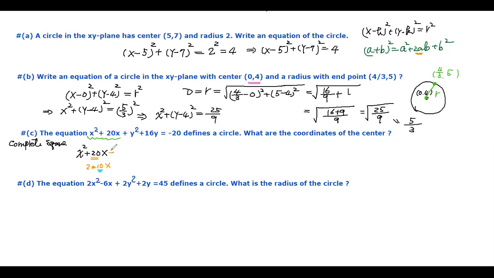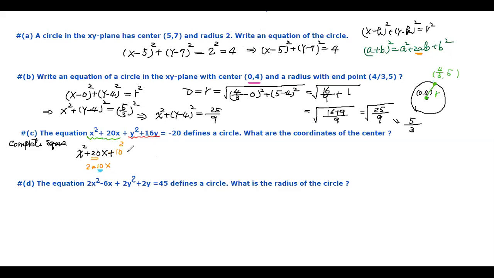So what is my b squared here? My b squared is what? My b squared is 10 squared. All right. Okay. So now let's take a look at my y terms here, right? So this is my x term. Now I'm going to take a look at my y terms here.